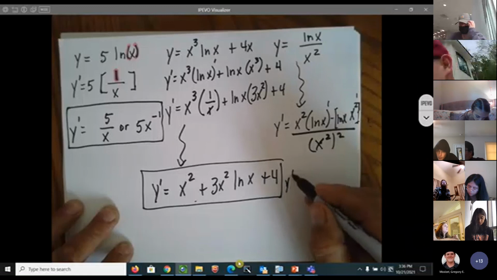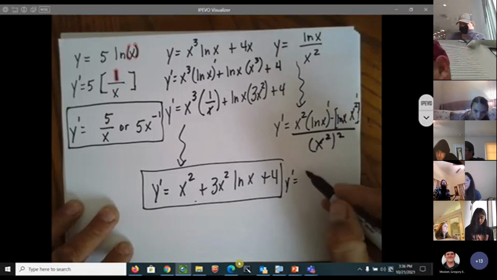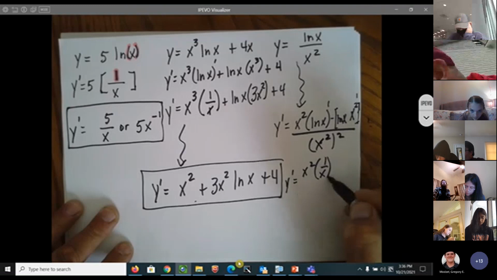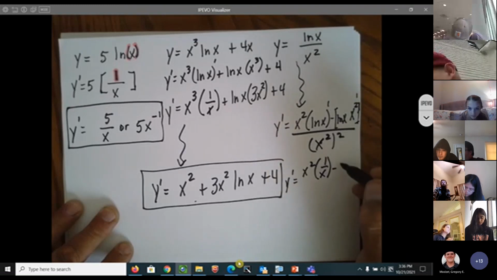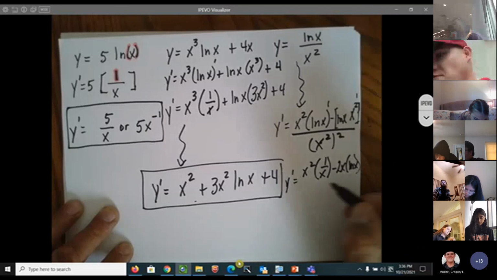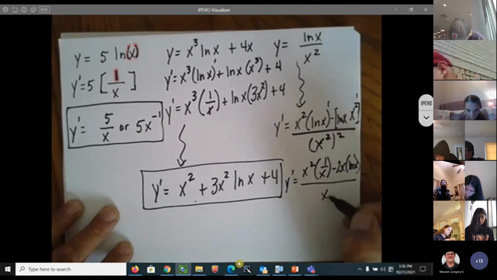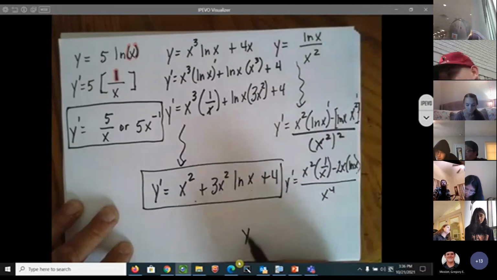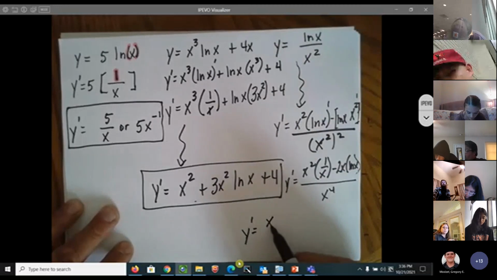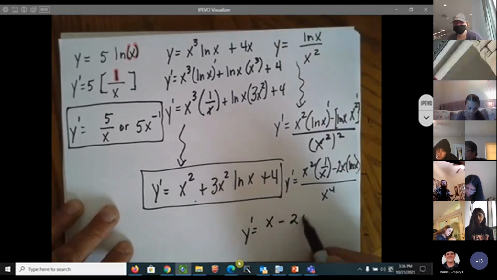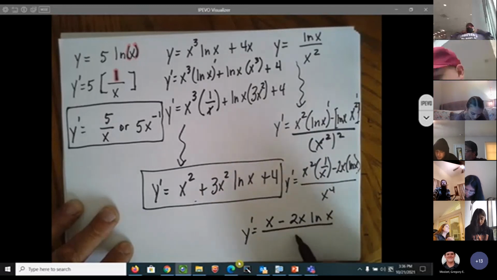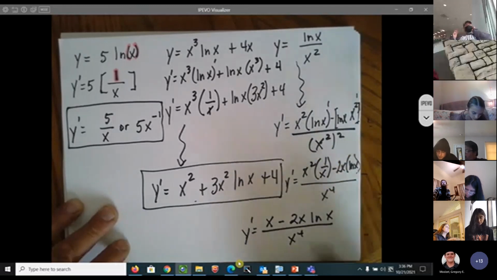So y prime is equal to x squared times 1 over x, minus 2x times the natural log of x, over x to the fourth. And that's going to be x squared over x, which is x, minus 2x natural log of x, over x to the fourth.